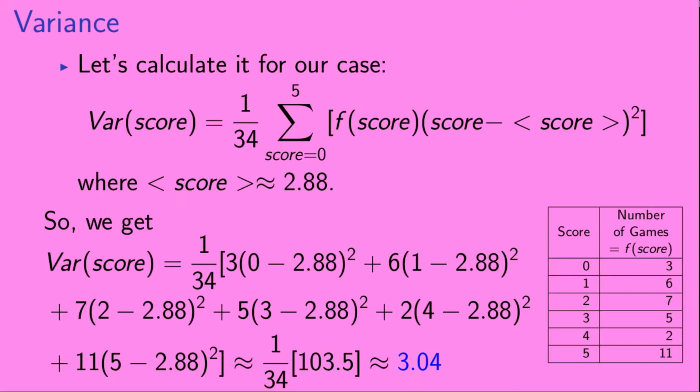Okay, so now let's calculate that for our case. We take our expression for the variance of the score and we substitute in the values of score and f of score from our table, and we remember that the average value of score was 2.88. So we do that for each of the terms in the sum. For example, for the first term in the sum, there were 3 games that had a score of 0. So in that case, f of score is 3, score is 0, and again, the mean was 2.88. So we do that for each of the terms in the sum, and we add them up, and we get that the variance is approximately equal to 3.04.